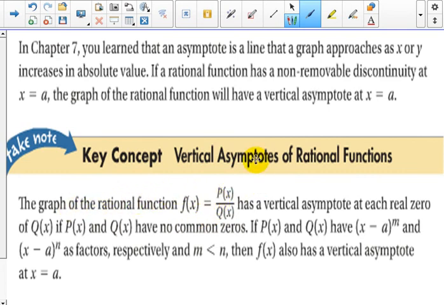So this is the rule, and I'll put it up here for video's sake if someone wants to pause it and read it. But you're going to look at the highest power on the numerator and the highest power on the denominator. And those are the things we're going to pay attention to.